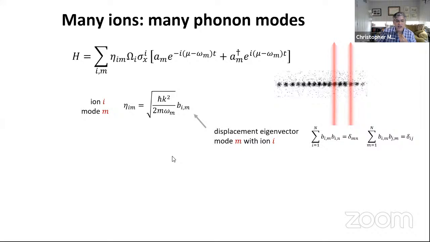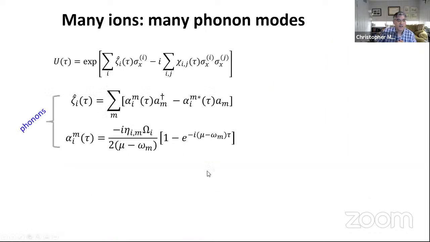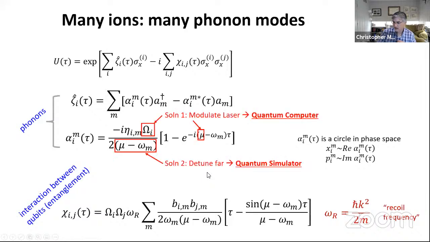And last time we went through a formalism on how we can derive an evolution operator that has a phonon part and then a spin-spin interaction part. We talked about how we can get rid of the phonon part by designing laser pulses in an appropriate way. So this should be a repeat.